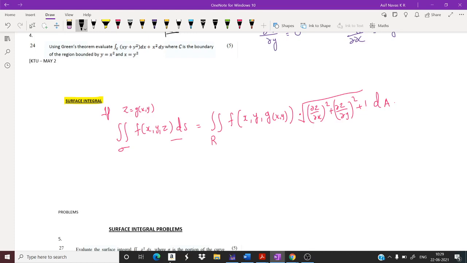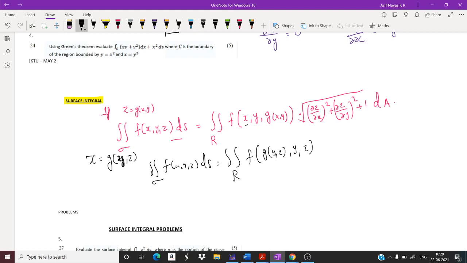Yes. Okay. So similarly, what will happen if our region is of the form x equal to g(y,z)? Then the formula is the double integral over sigma of f(x,y,z) dS. If x equal to g(y,z), the double integral over R of f, instead of x we will write g(y,z), times the root of (∂x/∂y) squared plus (∂x/∂z) squared plus 1, dA. Similarly, we can write a similar formula if y equal to g(x,z). So you have to study this formula. Okay? So, let us do a problem.